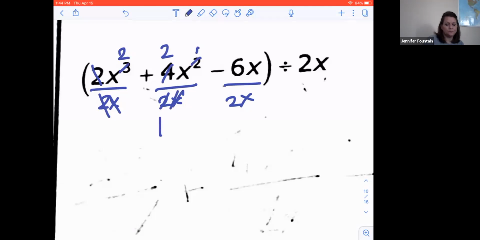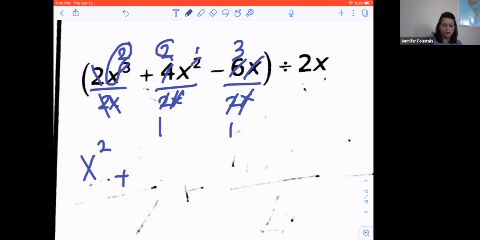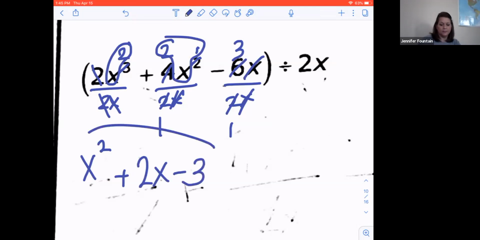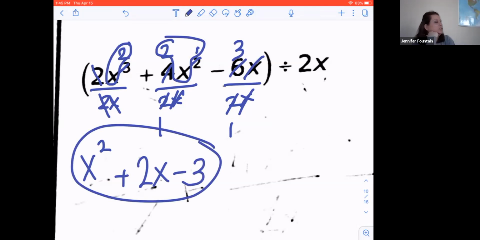This one cancels out. And then negative 6x divided by 2x, or just 6x divided by 2x. 2 divided by 2 is 1. 6 divided by 2 is 3. My x's cancel. So now, when I look at this, all I have left is x squared over 1, so I don't even need to write that, plus 2x to the first, just 2x, minus 3. I was able to cancel all my denominators. They were all over 1, so I don't even have to write them.